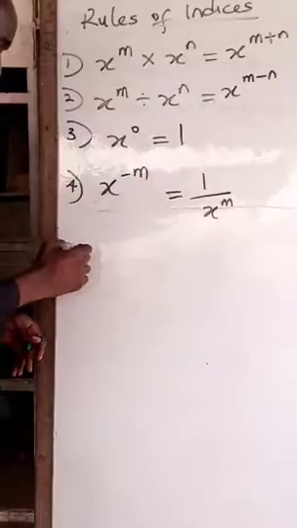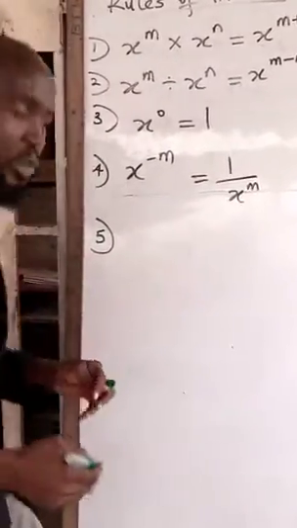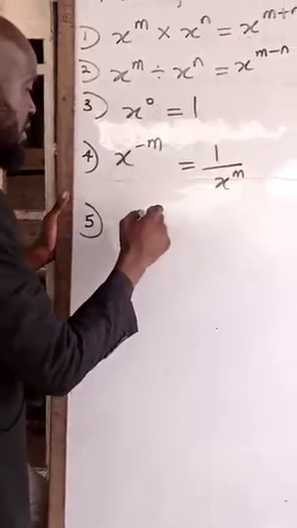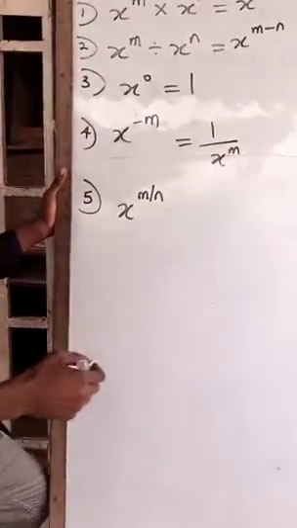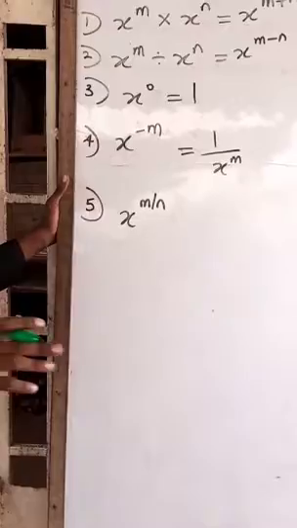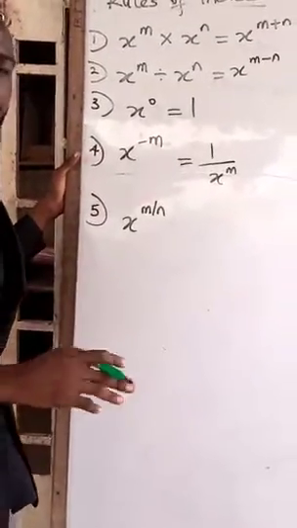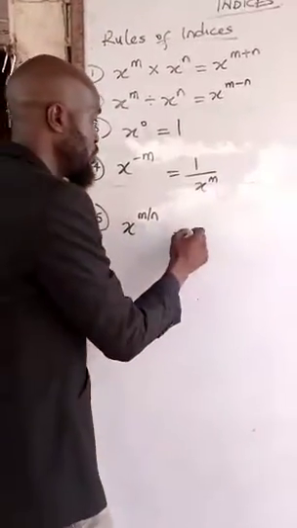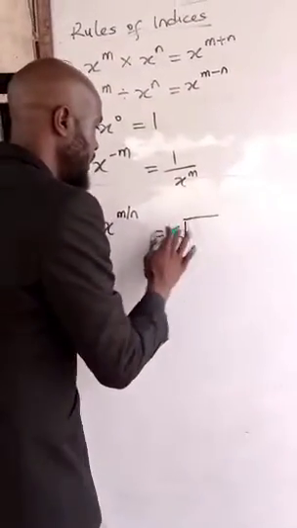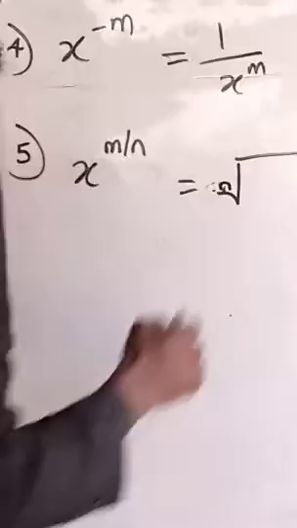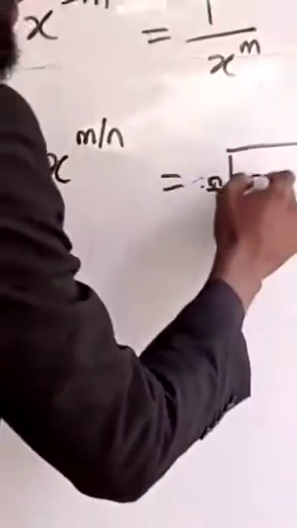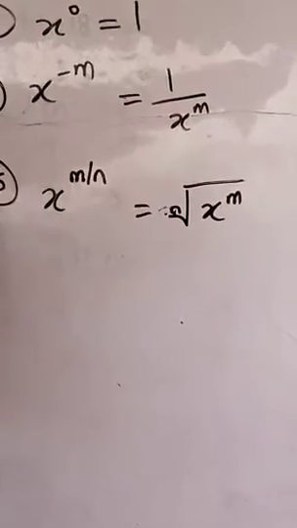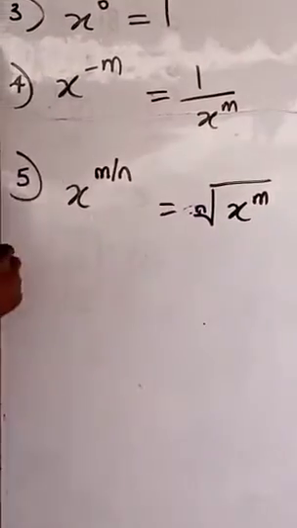Then the fifth rule, in no particular order. If we have a fractional power, let's say we have x raised to power m over n. The m over n is a power, but it's a fraction. So what we'll do is that the denominator of this power becomes a root, n root, x raised to power m. We'll see problems shortly on how to apply these rules. I don't really have an explanation for this.